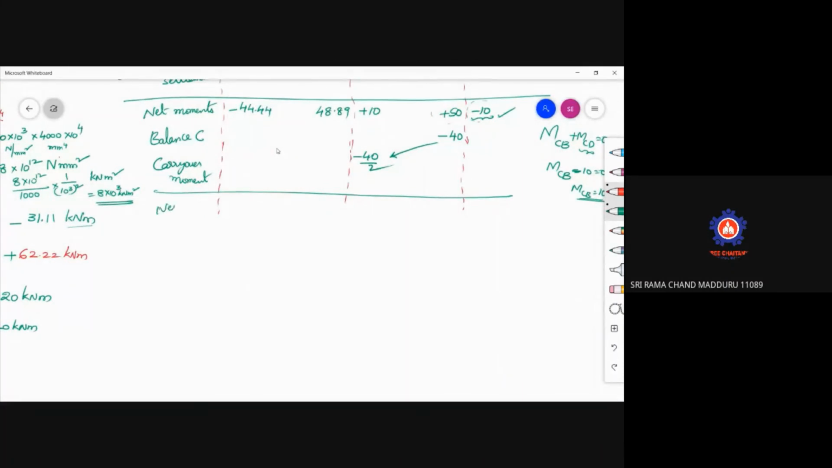Now write down the net moments. So when you are writing the net moments, this is plus 10, this is minus 10, here this is minus 44.44, this is 48.89, this is minus 20. Minus 20, plus 10, minus 10. So now you have to balance B. While balancing B, at this joint, what is the value you are getting? 38.89, which is positive. So take minus 38.89 and multiply with the distribution factors.